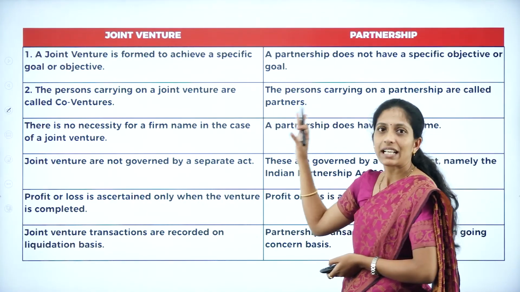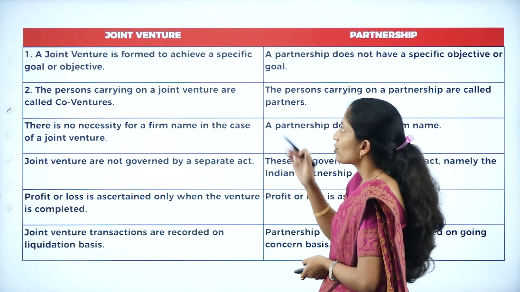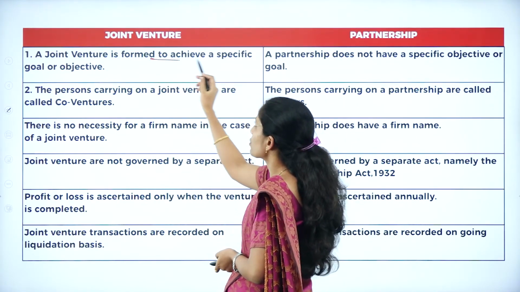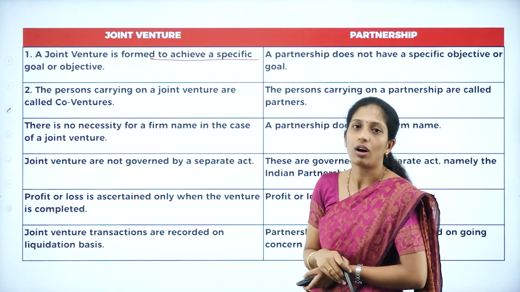Next, you can go on writing the difference between joint venture and partnership. If you see the difference, the joint venture is formed to achieve a specific goal or objective.